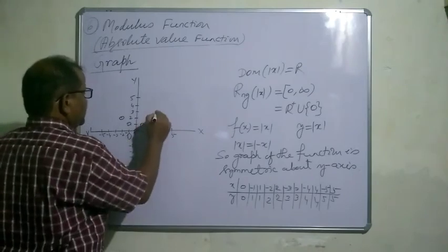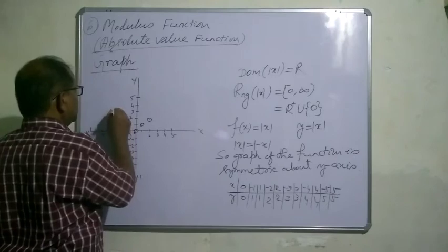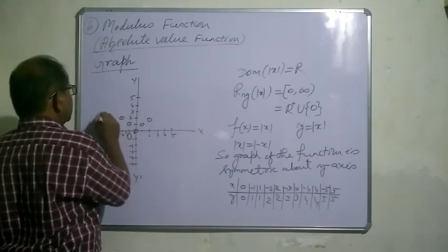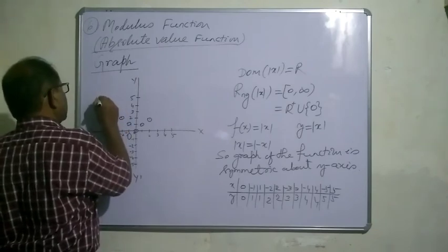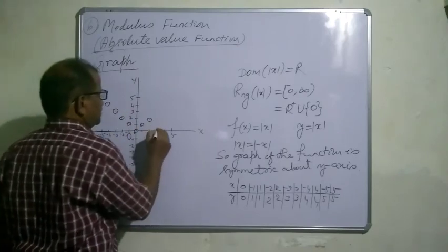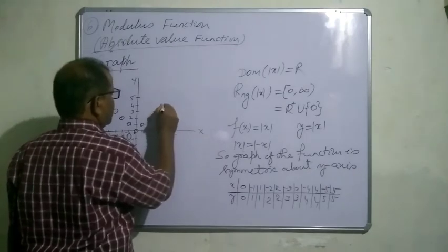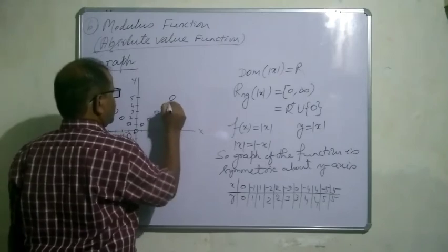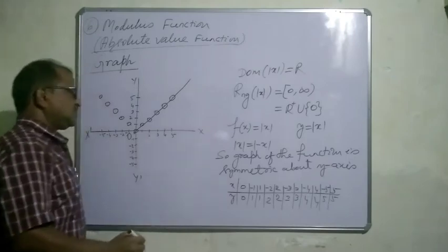3, it is 3. Minus 3, it is also 3. Minus 4, it is 4. And minus 5, it is 5. Somewhere here. Yes, these are the points. And here 3, 3; 4, 4; 5, 5. Here is the point. If we join them, it will be a straight line.